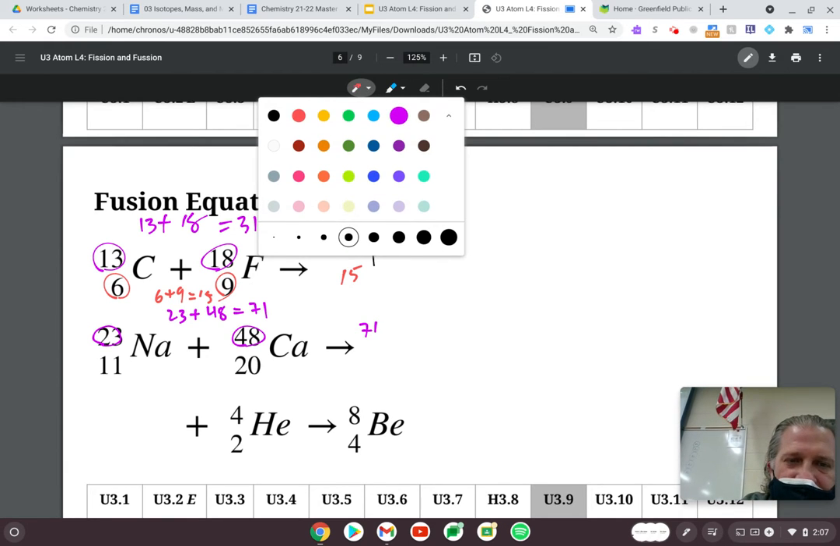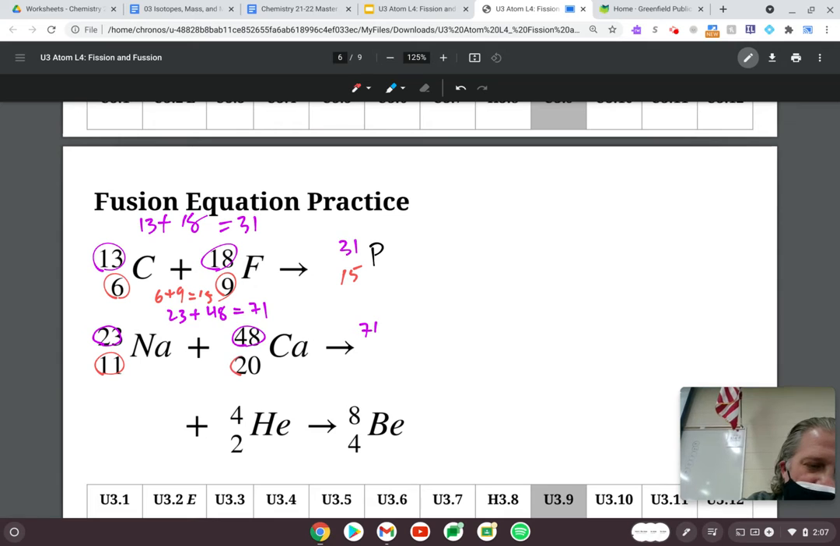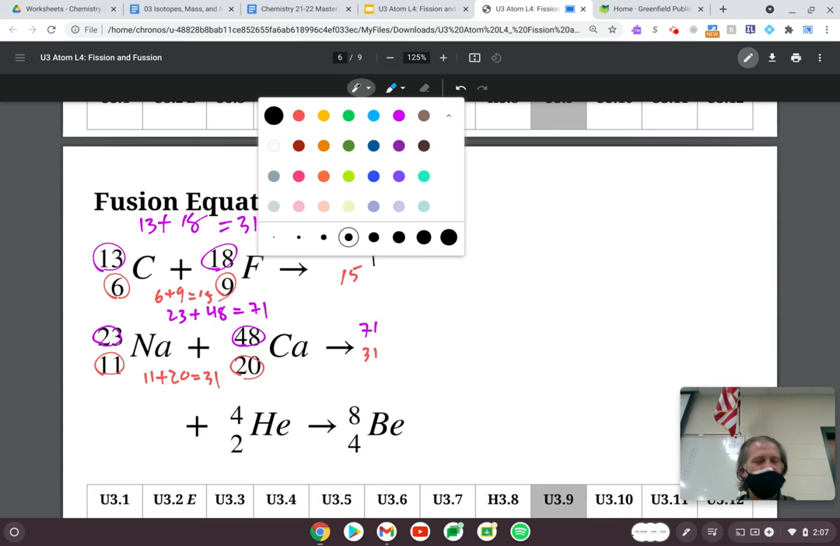On the bottom, I have my atomic number of 11 and my atomic number of 20. So I'm going to take 11 plus 20, and that equals 31. So that's going to go down below. I'm then going to locate element number 31 on the periodic table, which, if I found it correctly, is going to be gallium.